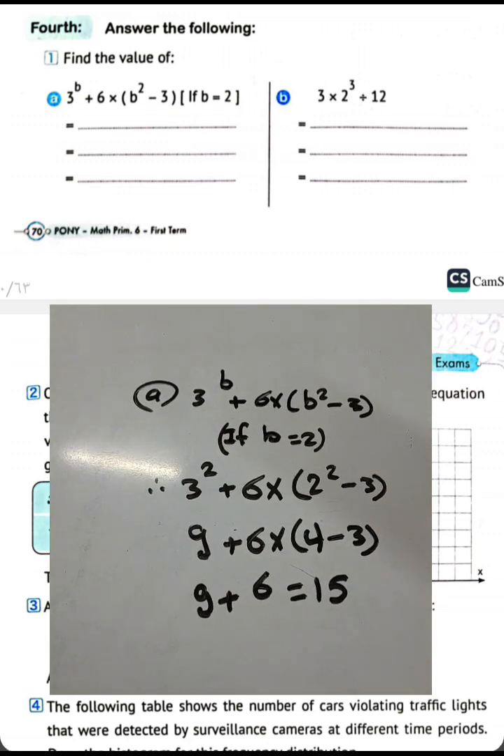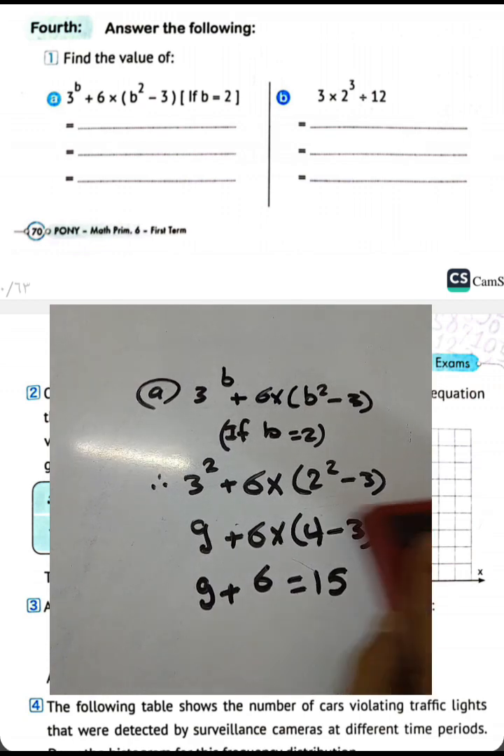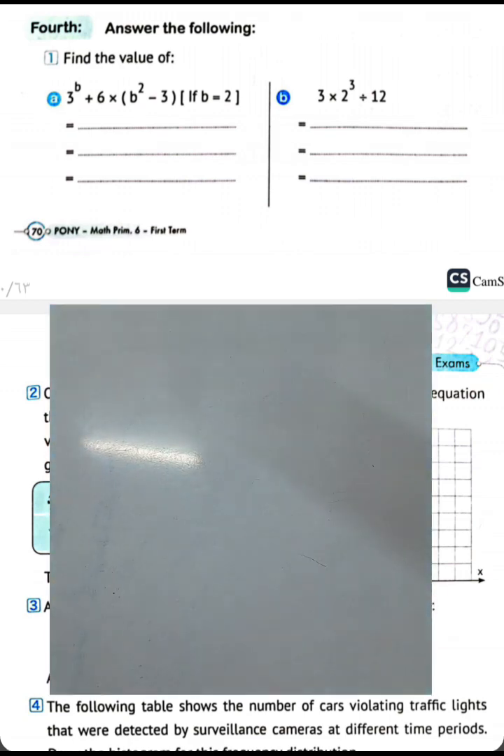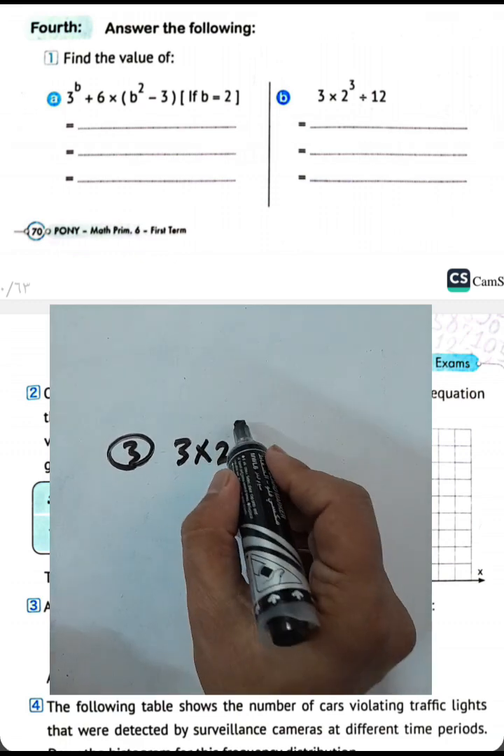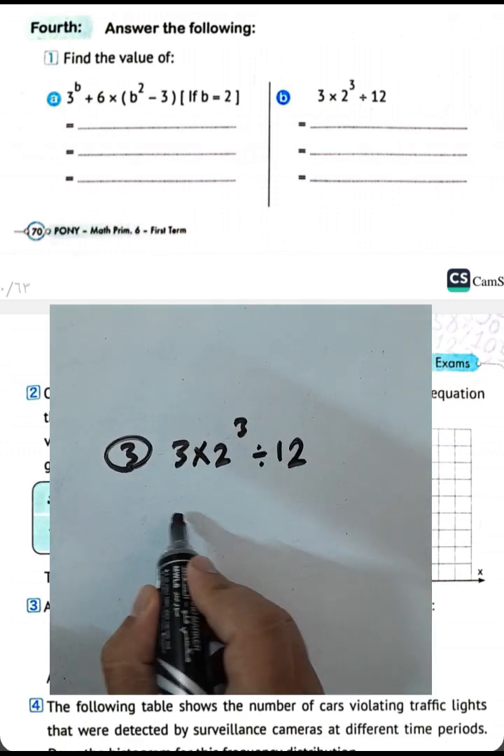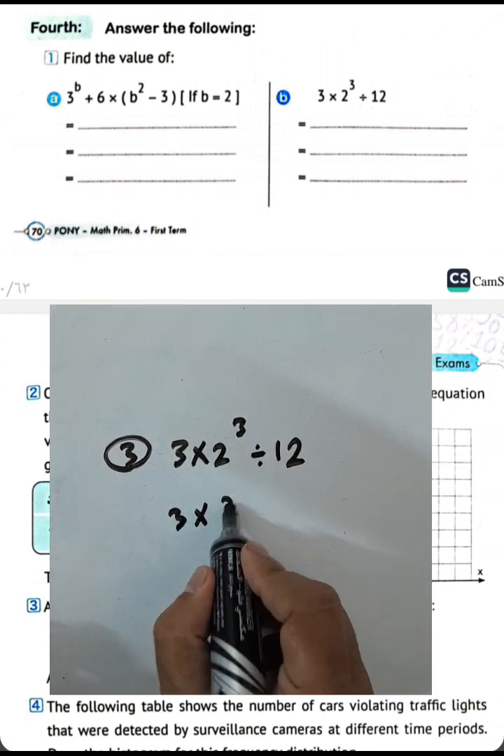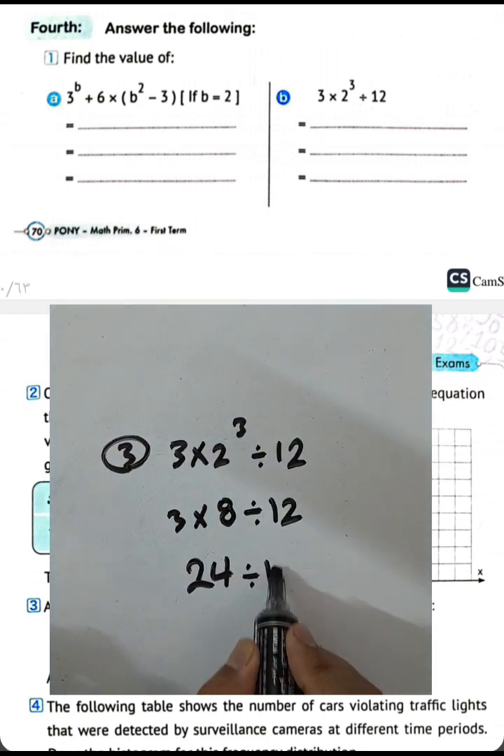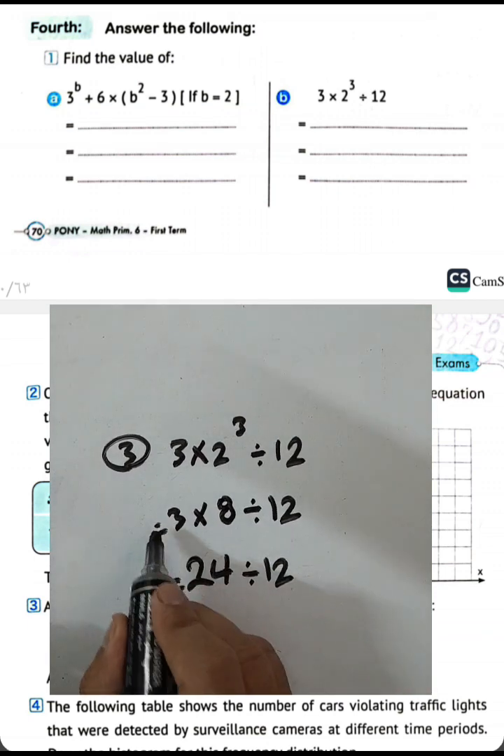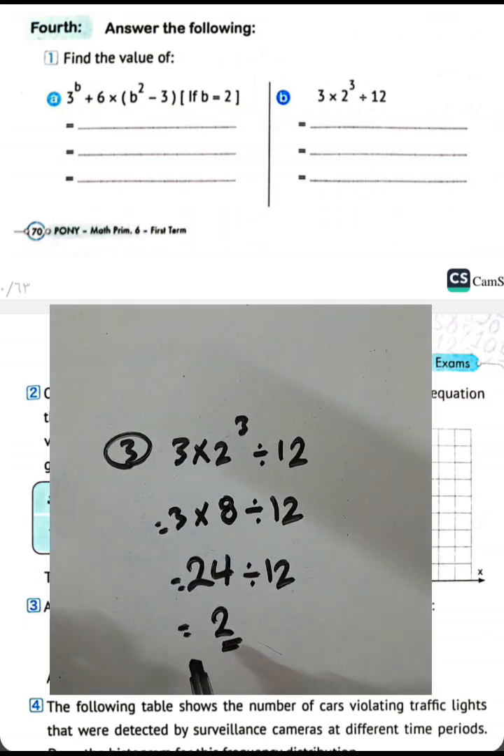Letter B: 3 times 2 power 3 divided by 12. 3 times 2 power 3 will be 3 times 8, divided by 12. 3 times 8 equals 24. 24 divided by 12 equals 2.